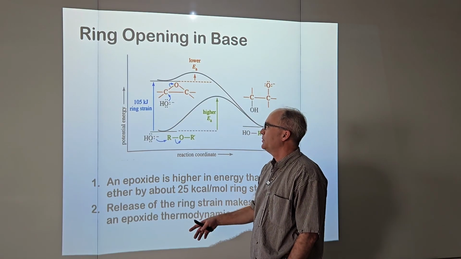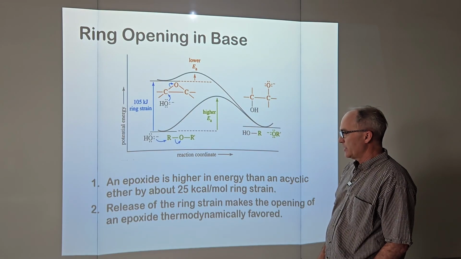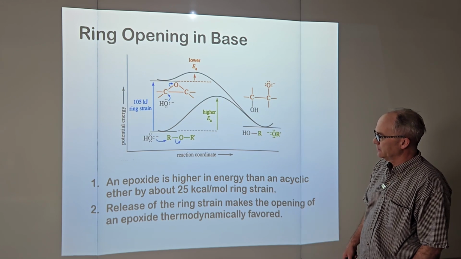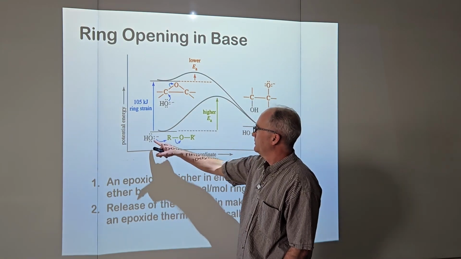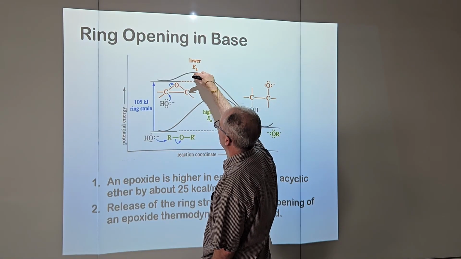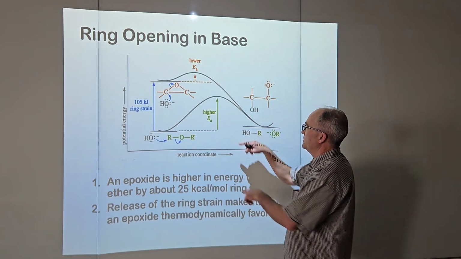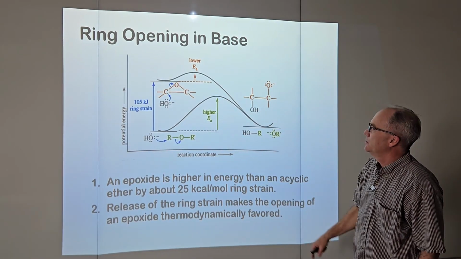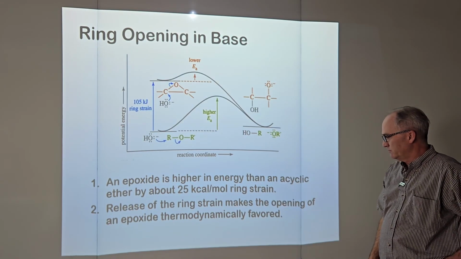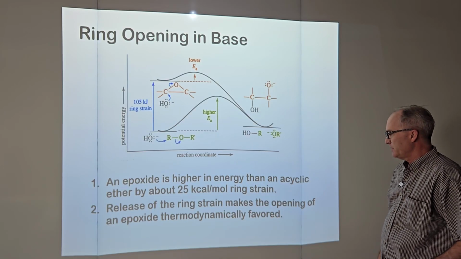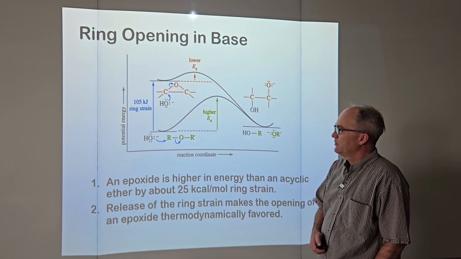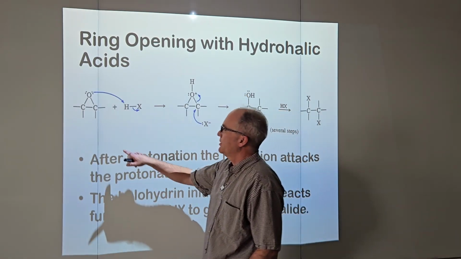As I mentioned the other day, a 3-membered ring has lots of ring strain. It says here an epoxide is higher in energy than an acyclic ether, so that means one that's not in a ring. Here would just be hydroxide hitting that and that leaving. And so this is so much higher in energy, not much of an energy of activation. And here's a lot of energy of activation, presumably the same product here. So at 25 kilocalories per mole ring strain, release of the ring strain makes the opening of an epoxide thermodynamically favorable, or 105 kilojoules.